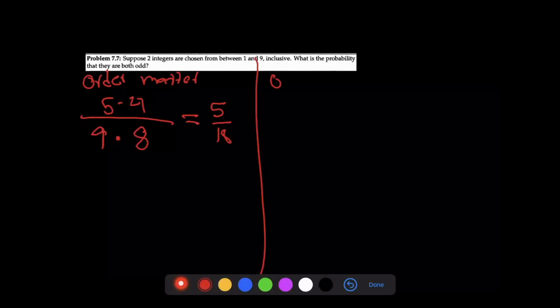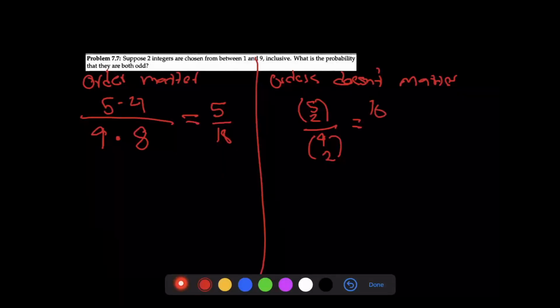What if order doesn't matter? In that case, how many ways can you pick two numbers in that range? 9 choose 2. And how many ways can you pick two odd numbers? 5 choose 2. This gives us 10 over 36, which is still equal to 5 over 18. So both of these give the same answer.